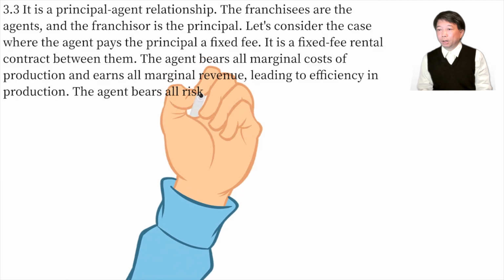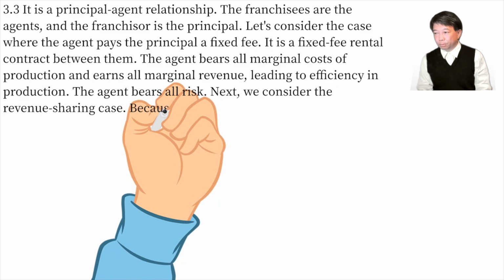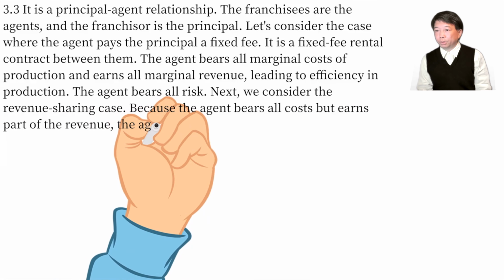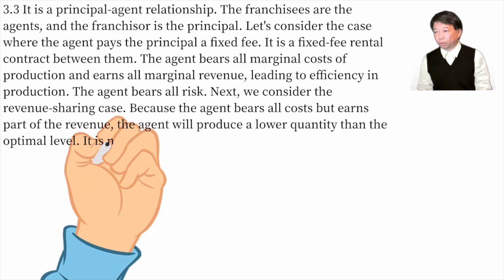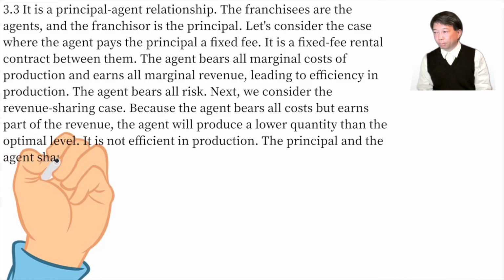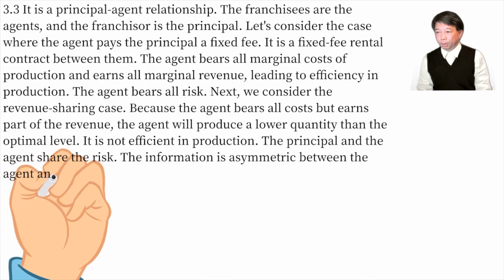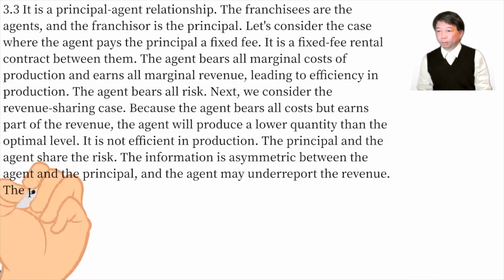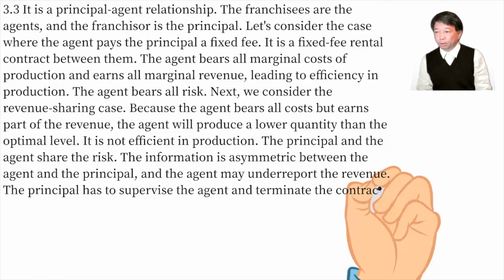Next, we consider the revenue-sharing case. Because the agent bears all costs but earns part of the revenue, the agent will produce a lower quantity than the optimal level. It is not efficient in production. The principal and the agent share the risk. In the case of asymmetric information between the agent and the principal, the principal has to supervise the agent and terminate the contract when dishonest behavior is found.